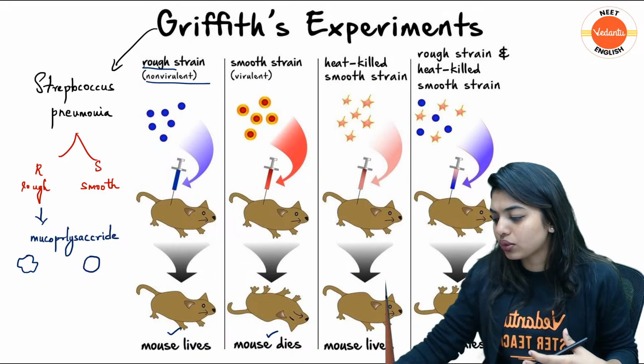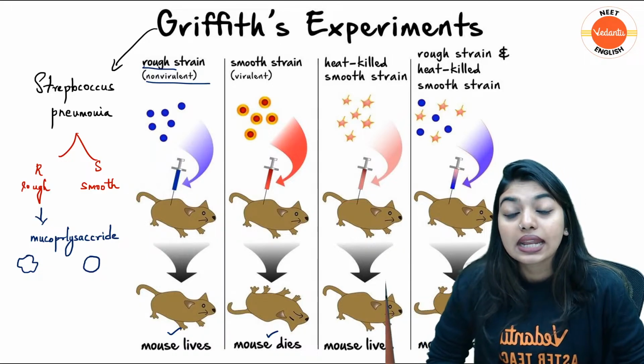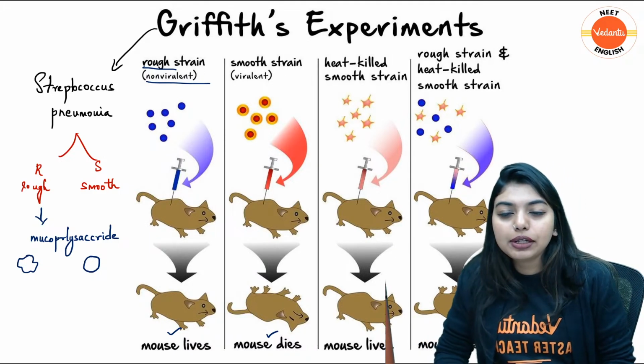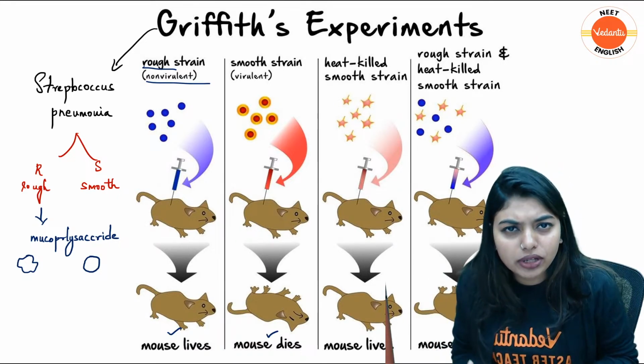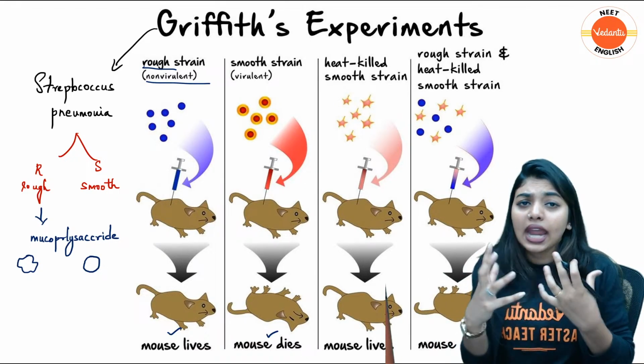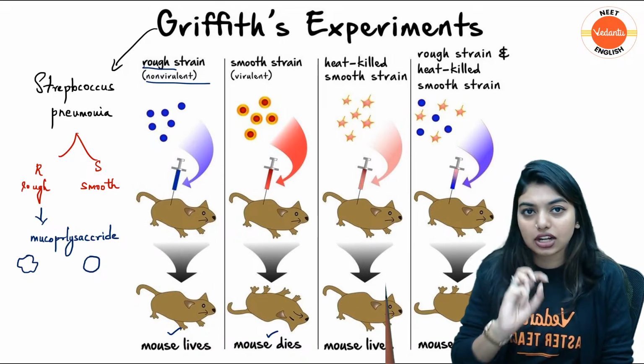He was like, okay, this is what I expected. So this is what has happened. This was the thing. Next, he was like, let me do one thing. Because this smooth strain, maybe because of this mucopolysaccharide layer, or because of anything, that component that is present inside them, this S strain is actually very active.